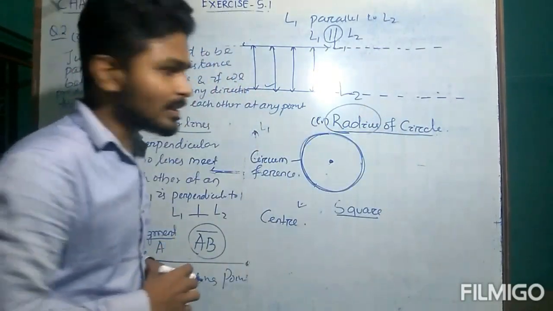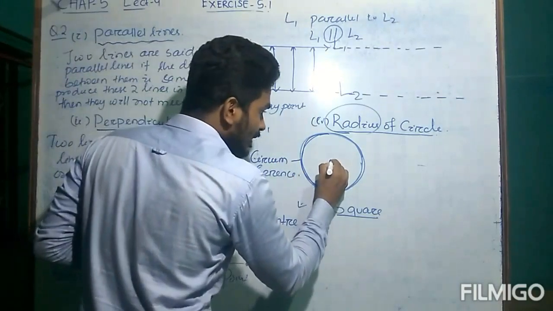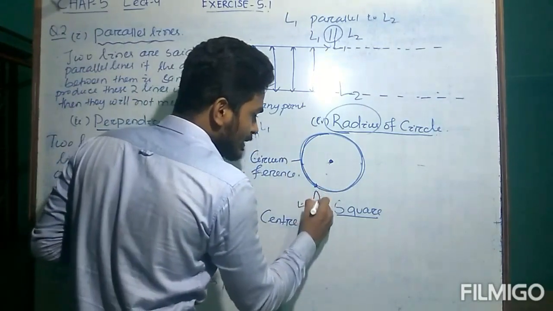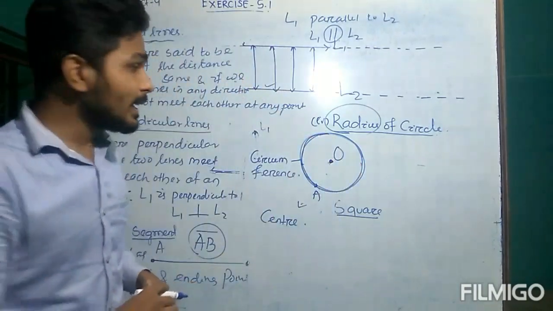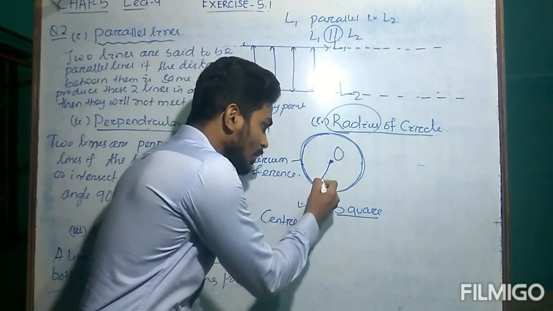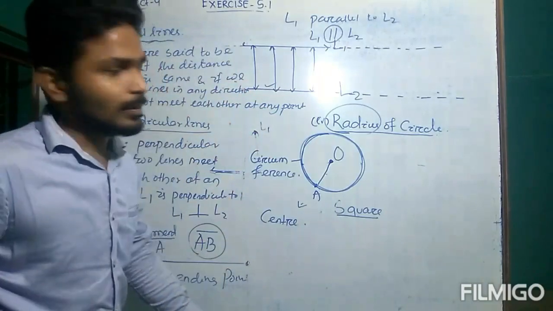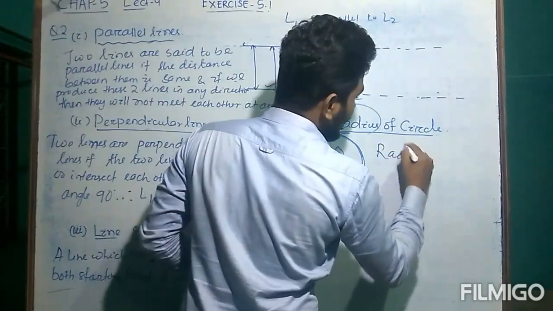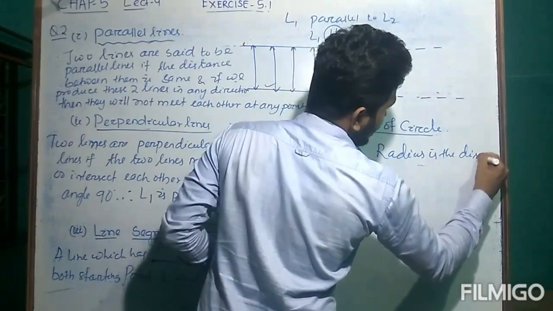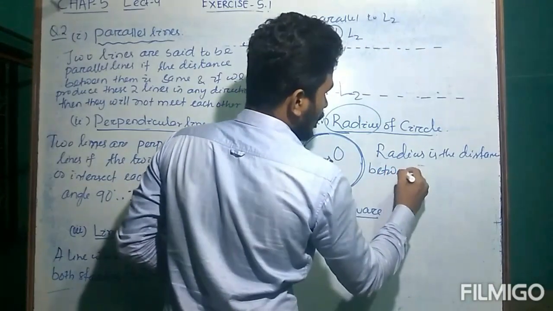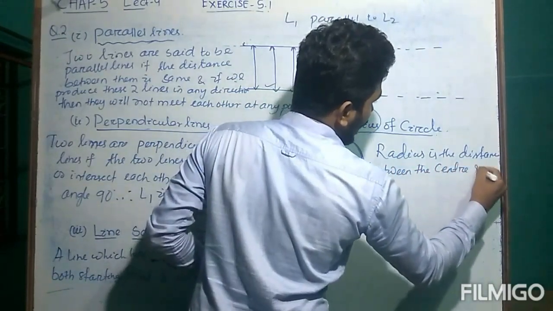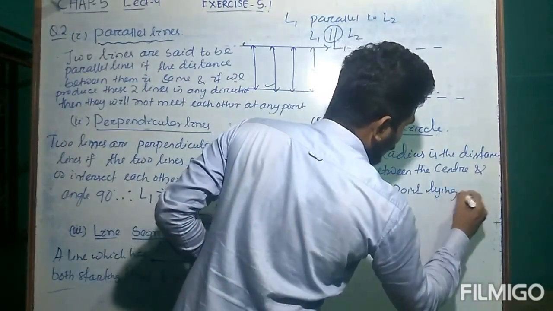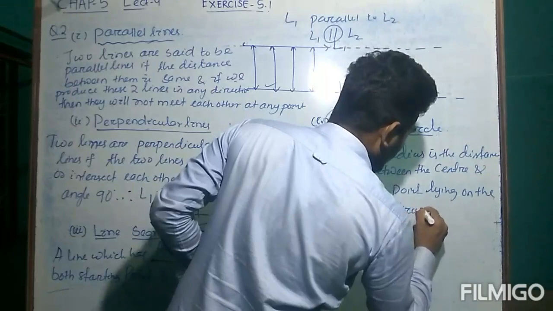Now what is the radius? The radius is the distance between the center and any point on the circumference. Suppose you take a point A on this circumference, and the center is O. Then the radius is the distance from the center to a point lying on the circumference. So write it: radius is the distance between the center and a point on the circumference of the circle.